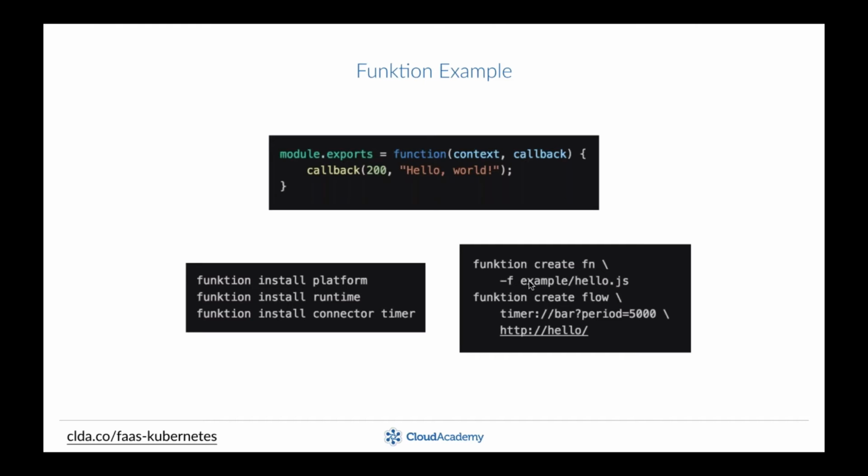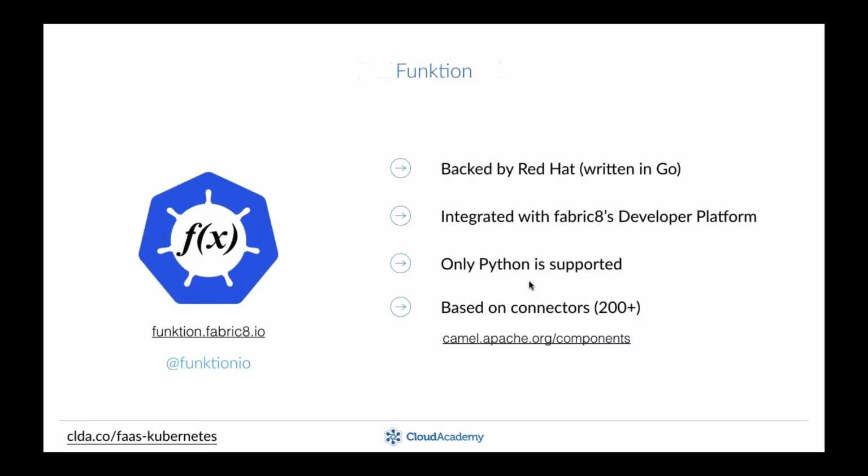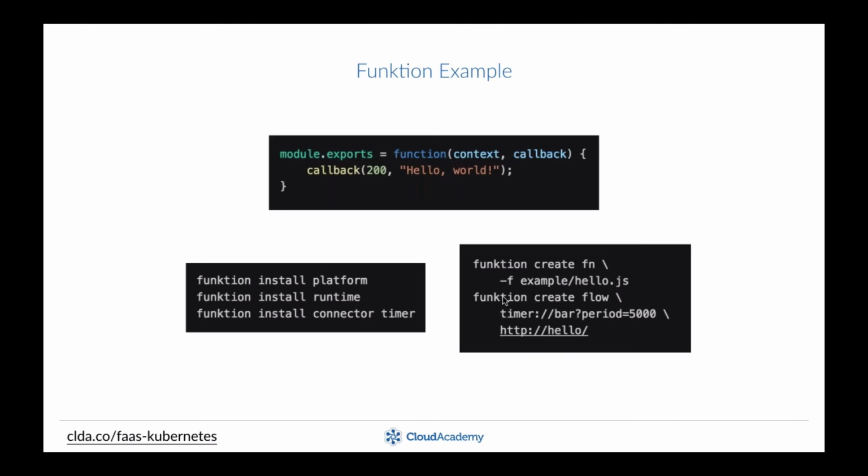And then you can create flows. Based on which connector you want to use, you can define different flows. Here, for example, we are creating a flow between a timer every 5 seconds, I think, and the function that we just created, which is available as HTTP hello. So for the developer, the abstraction is still very, very similar.